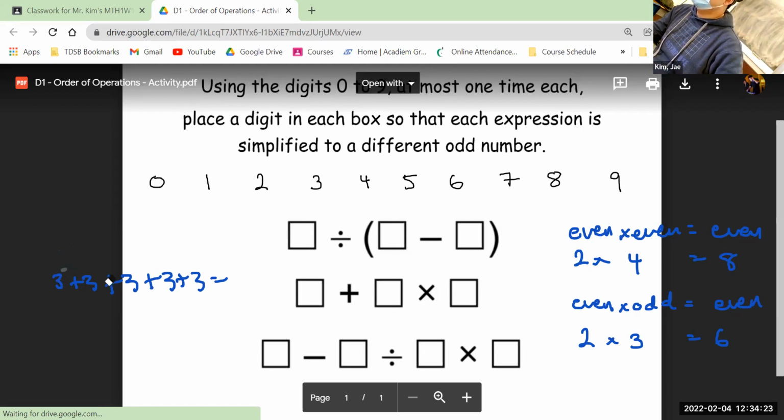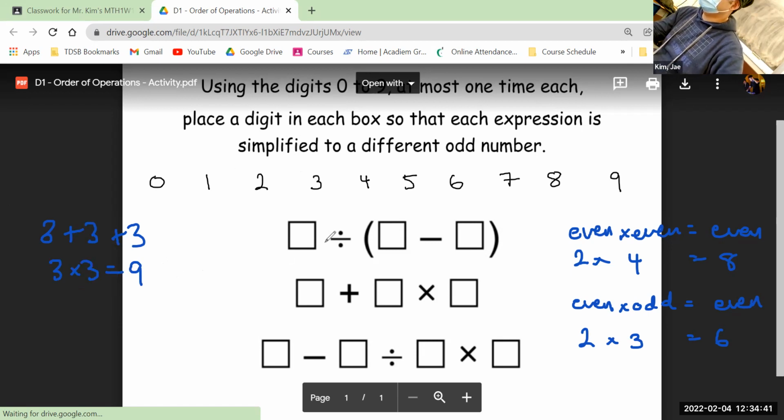Yes. All right. So let's do this. Last thing, an odd times an odd. Odd. Like 3 plus 3 plus a 3. In other words, 3 times 3. It's always going to be an odd. So I'm going to use that to my advantage. If I want this to become an odd, a division, in other words, it's the reverse of a multiplication. If I want it to be odd, I need this number and I need that number to be odd. I need an odd divided by an odd.